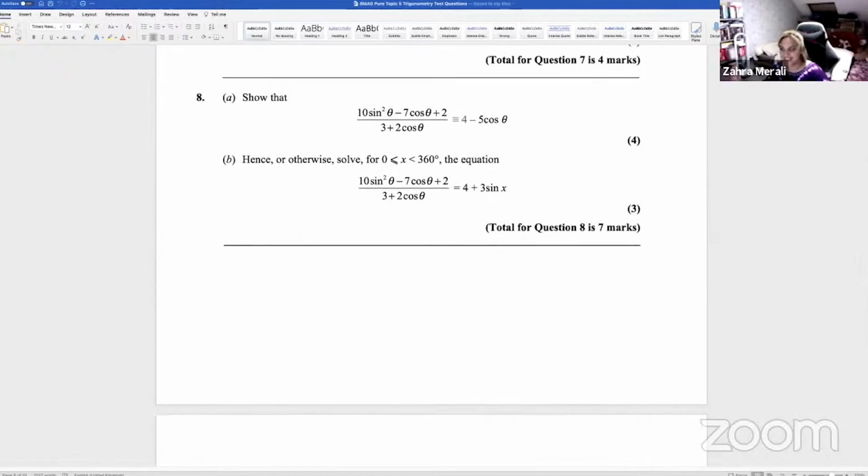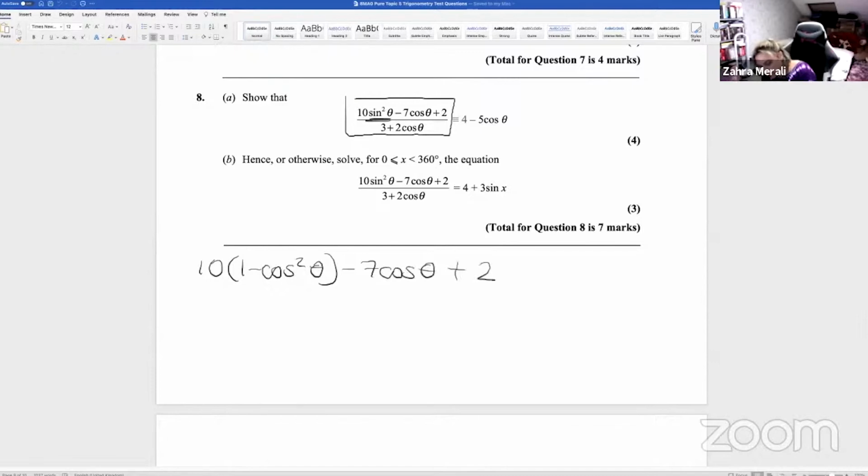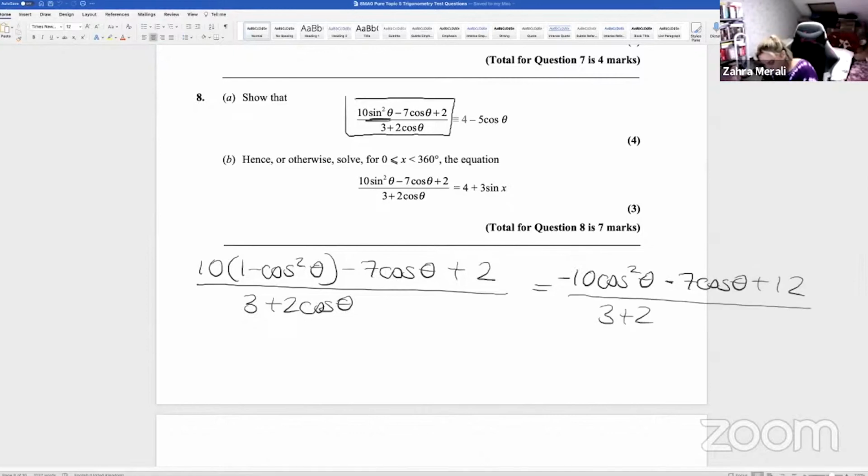Right, question 8. I remember marking this in the exam, and this threw some students who overcomplicated life. It's maybe not obvious, but you use your answer to help you do it. So first, we notice in the question there's a sine squared, in the answer there isn't. So we're going to replace sine squared theta with 1 minus cos squared theta. Minus 7 cos theta plus 2 over 3 plus 2 cos theta. And the top comes out to be 10 minus 10 cos squared theta, minus 7 cos theta plus 12, over 3 plus 2 cos theta.